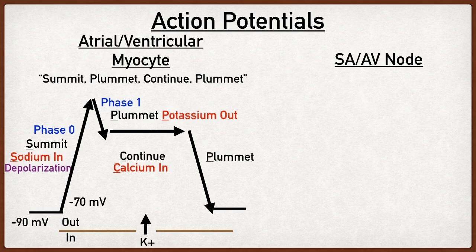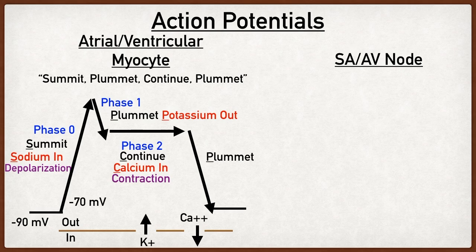This is phase 2 of the action potential, in which calcium ion channels are open, leading to an influx of calcium into the cell, while there's an efflux of potassium out of the cell, keeping that action potential at a level state. Now we know whenever calcium enters a muscle cell, this will lead to contraction, and this is exactly what occurs during phase 2, in which the atrial and ventricular myocytes are contracting.